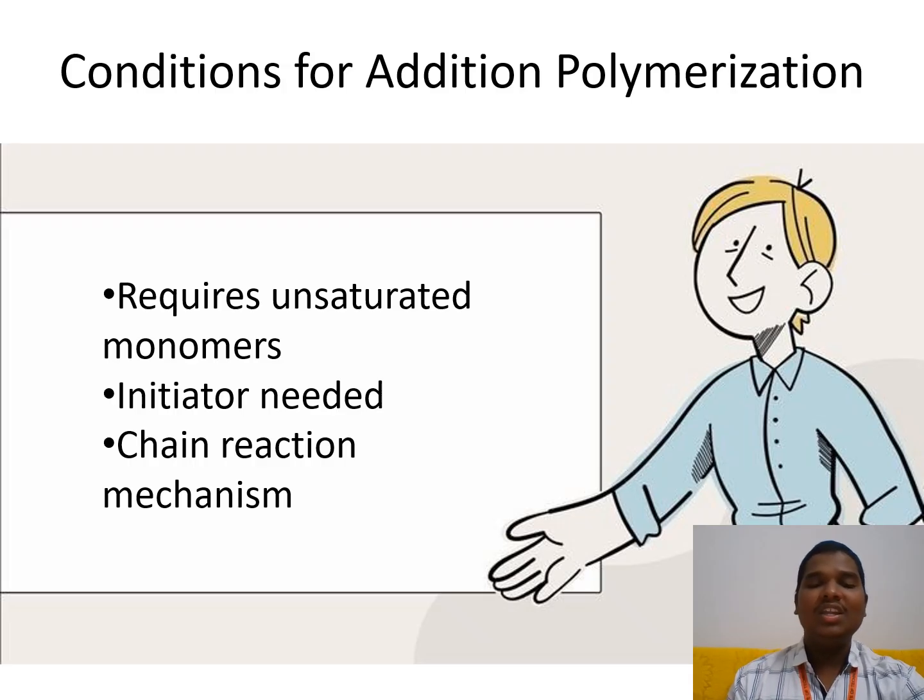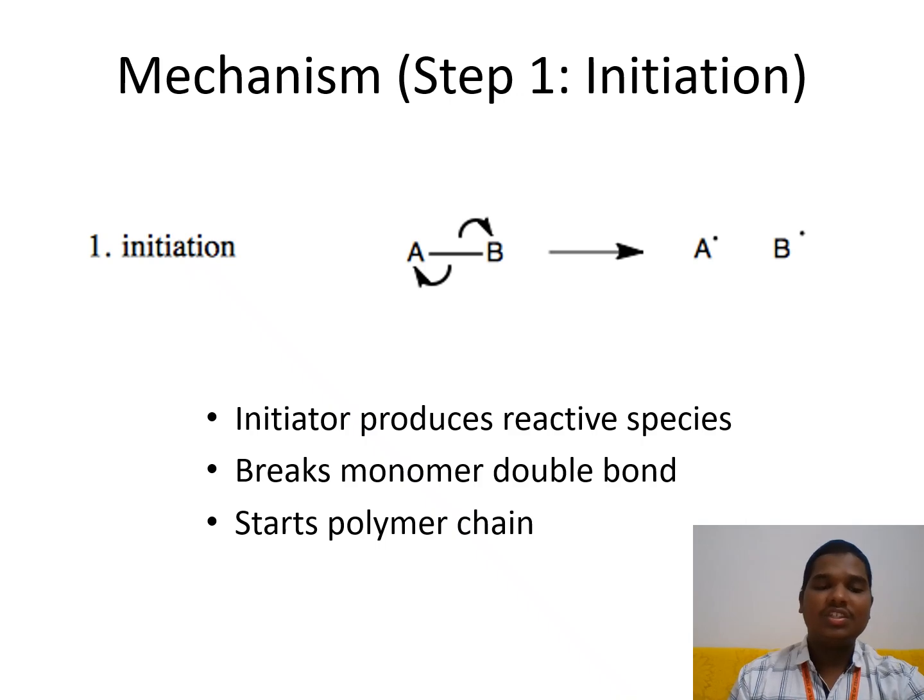Next, we'll go through the initiation step of the mechanism. In initiation, the reaction begins with the formation of free radicals. These free radicals are produced from initiators such as benzoyl peroxide and others. Free radicals are highly reactive, so they immediately attack the monomer molecule and break the double bond. This produces a reactive monomer radical, which is now ready to start the chain.